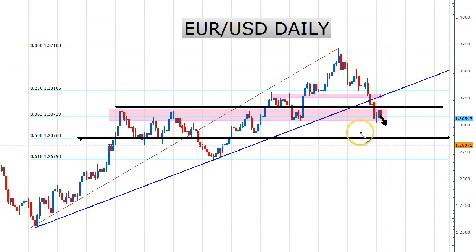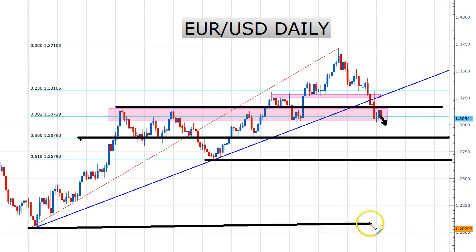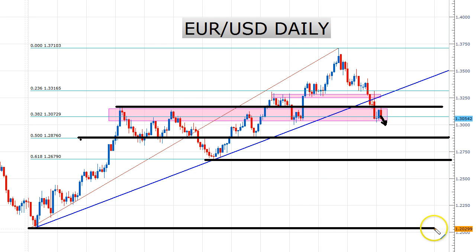Now, as far as longer-term targets, there's the next fib level, of course, but I also think that it's not limited to coming all the way back down. And when I say back down, I mean all the way toward 120.